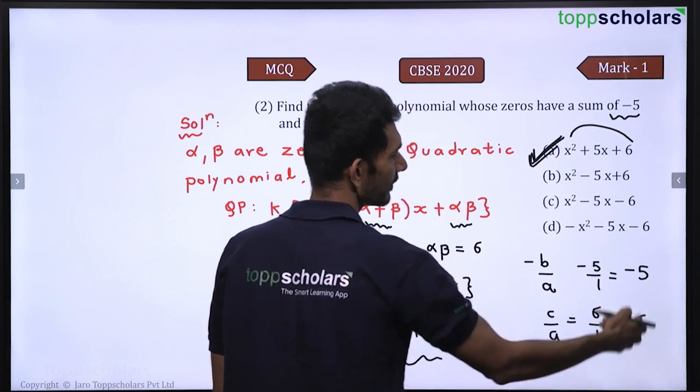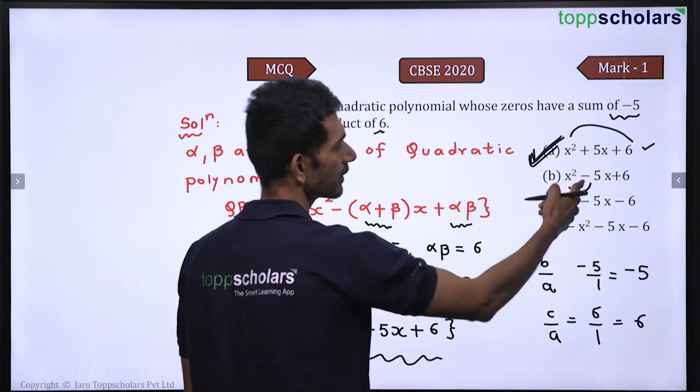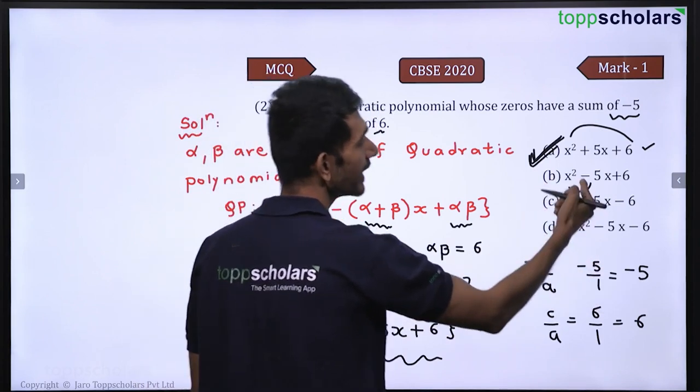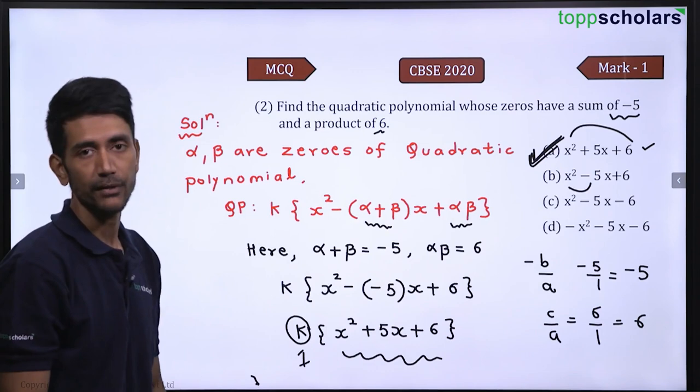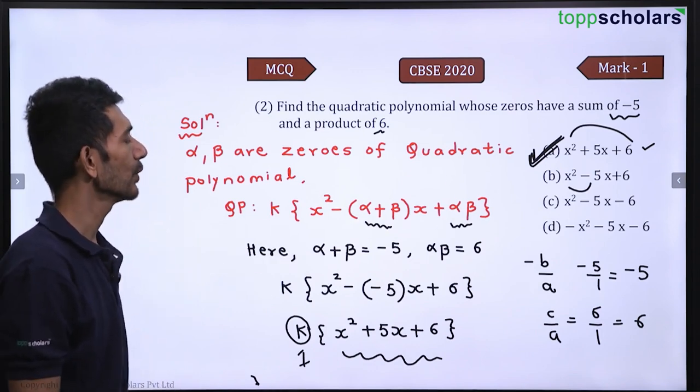So obviously this is happening only in the first option, because if you do minus b by a, you'll get plus 5, right? But we need the sum as minus 5. So option A is the correct option, right? Okay, let's continue.